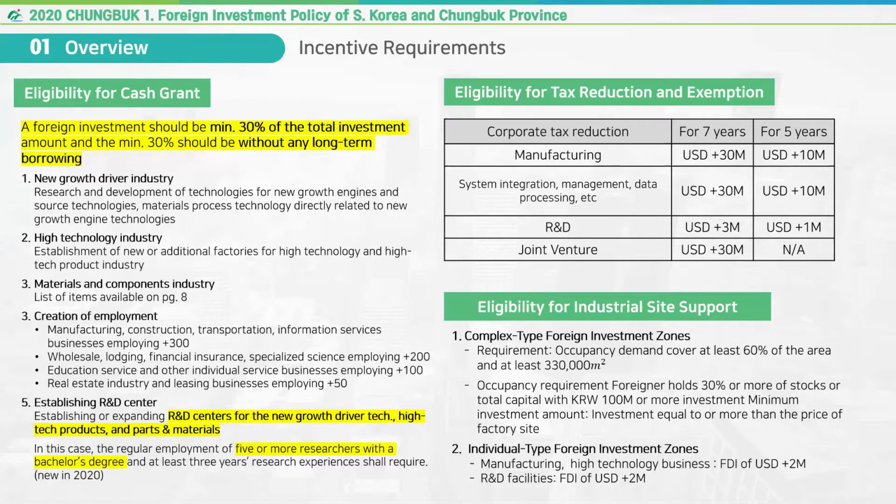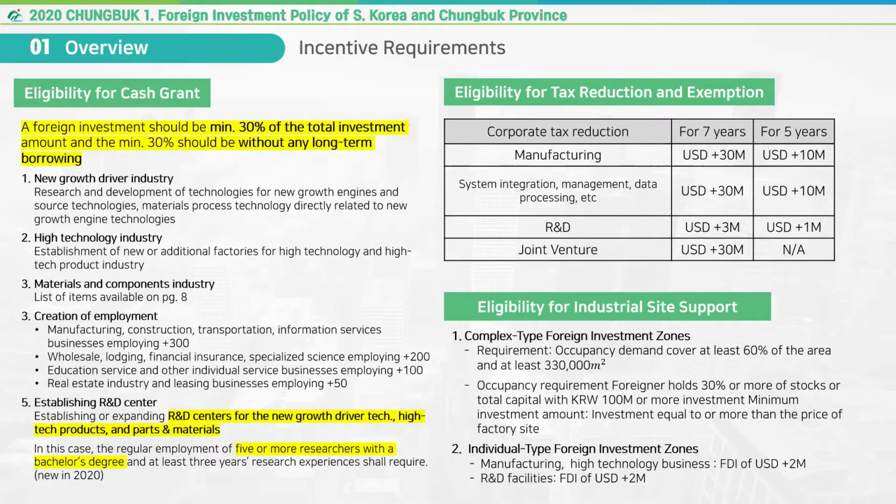After meeting the FDI registration requirements, the requirements for receiving incentive applications are as follows. For the cash grant, which is of the utmost interest, foreign investment should account for at least 30% of total investment, and that 30% should not include long-term loan. The requirements for applying for the cash grant program apply to investing in certain industries such as new growth driver technology, high technology, and high-tech product industries, and materials and components industry. Especially investing in the establishment of research and development centers in high-tech fields has been actively promoted.